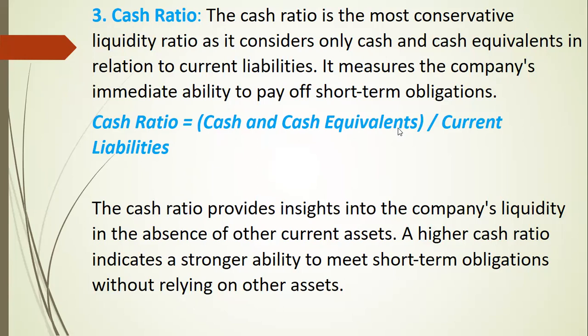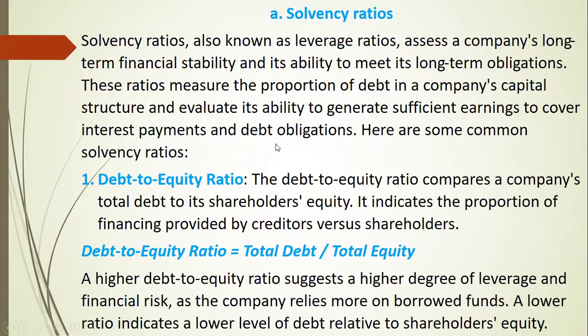So we've been told the cash ratio only considers cash and cash equivalents over the current liabilities. A higher cash ratio indicates a strong ability to meet short-term obligations without relying on other assets. So if it is higher, it will be better. If it's lower, it won't be better. Then I will go to part 2 of the ratios.